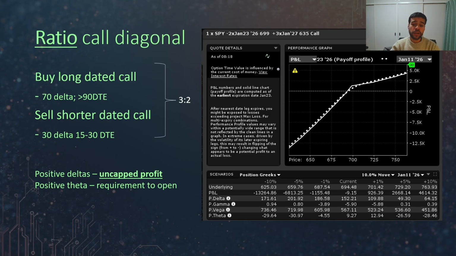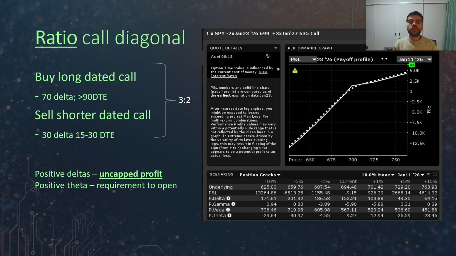How does this change from a standard call diagonal? Well, you have all the same risk to the downside, but the difference is that your upside profit potential is now unlimited. How do I look at this? Well, you want them to be at a ratio. Usually I buy 3 longs for 2 shorts so that you can have uncapped profits.